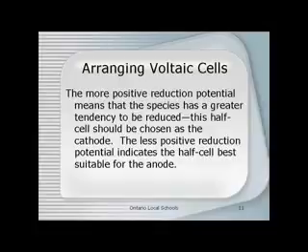When we look at which half cell is going to be the cathode, which is going to be the anode, we want the one that has the standard reduction potential that has the more positive reduction potential. That's the one we'll choose to be the cathode. The less positive reduction potential we'll choose to be the anode.